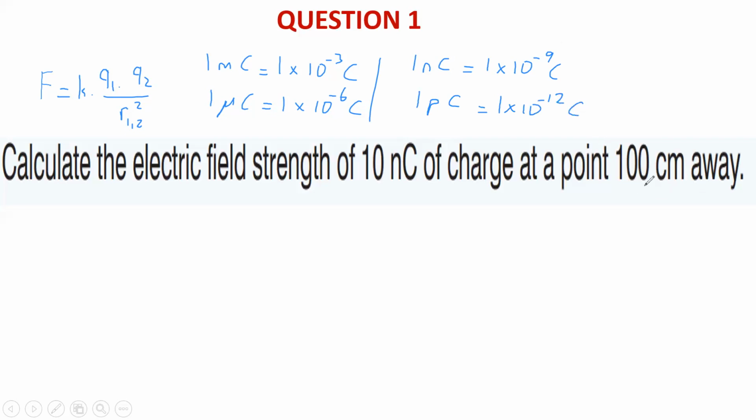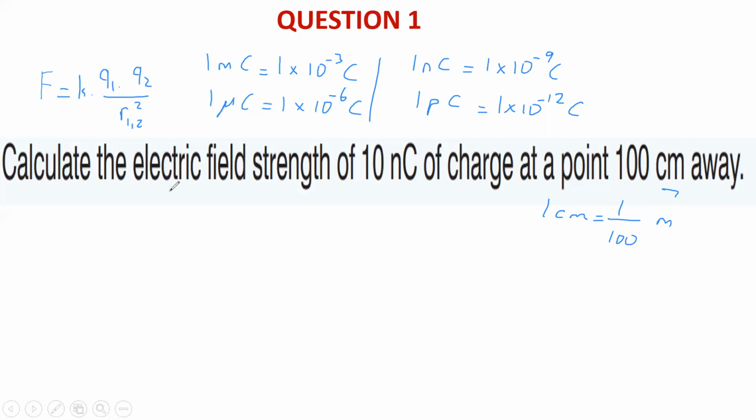What else we said, people? Unit of distance always in meter. If, as you see, it is centimeter, you must convert to meter. 1 centimeter is equal to 1 over 100 meters. So 100 centimeters you can convert. When we start answering this question, we're going to convert it. Okay, this point.